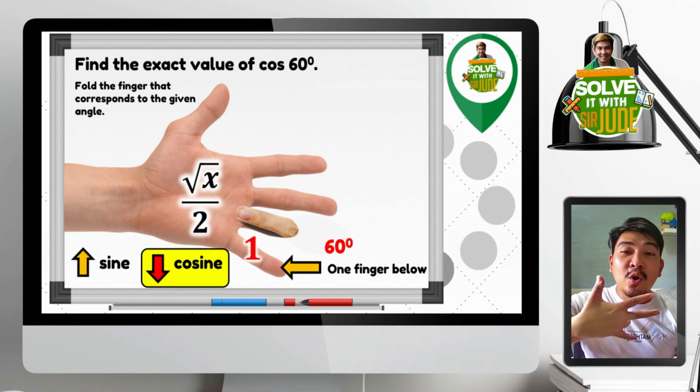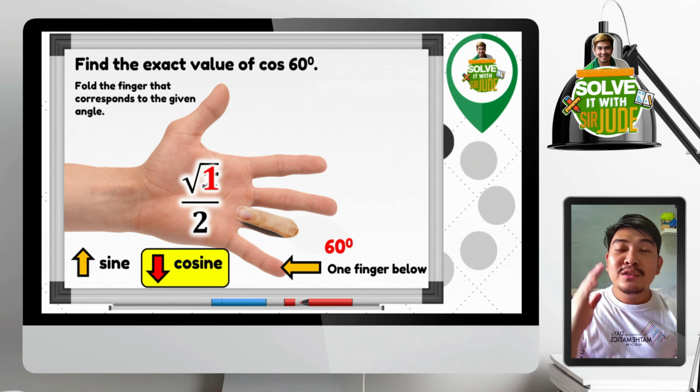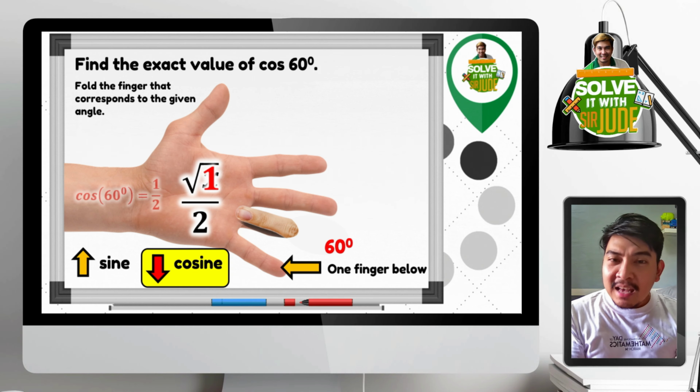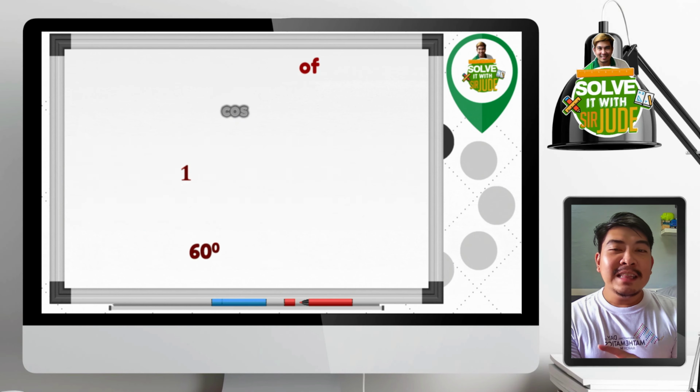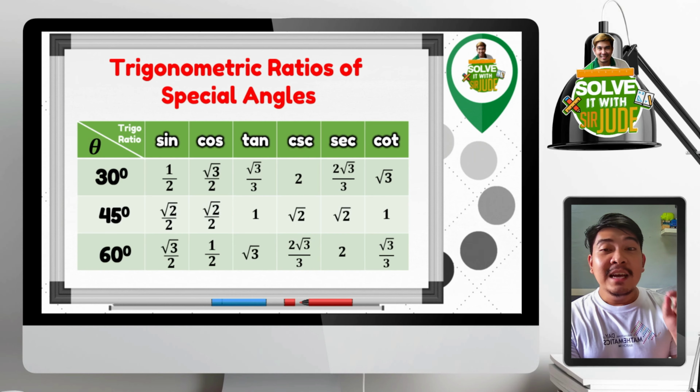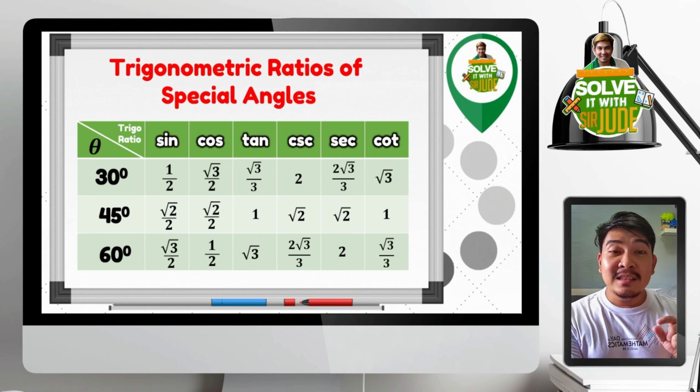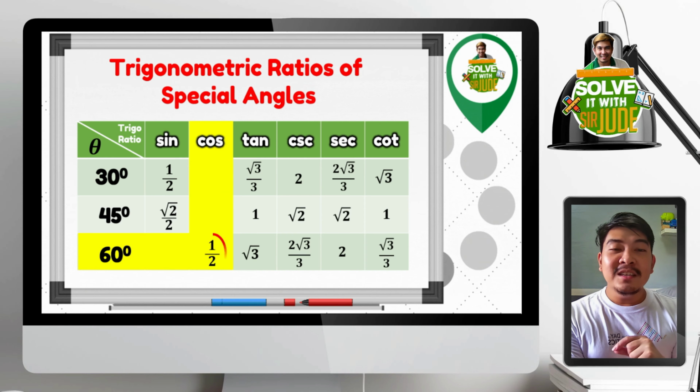So yung 1 na yan will go inside the radical symbol. So square root of 1 is 1. Therefore, we can say that cosine 60 degrees is equal to 1/2. So again, tingnan ulit natin kung tugma ba doon sa ating trigonometric ratios of special angles table. So cosine 60 degrees is really 1/2.